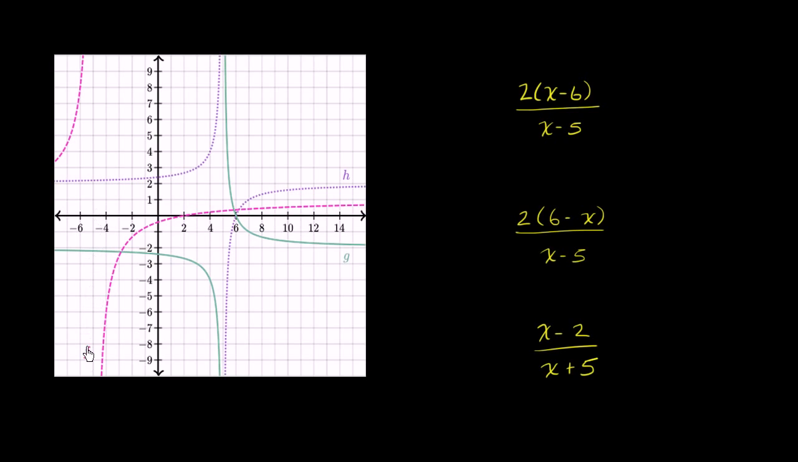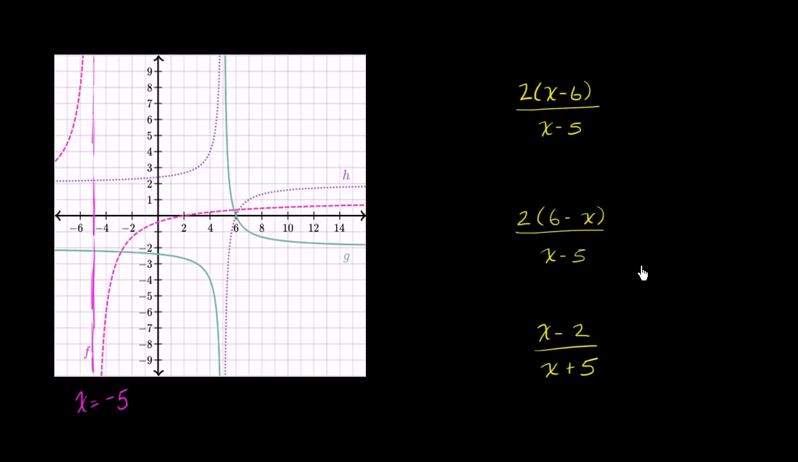So it looks like f, I'll start with f. F looks like it has a vertical asymptote at x equals 5, or sorry, at x equals negative 5. We have a vertical asymptote right over here at x is equal to negative 5. Now let's think about which of these would have a vertical asymptote at x equals negative 5. In order to have a vertical asymptote, it can't be defined there. So that's the first way I would think about it.